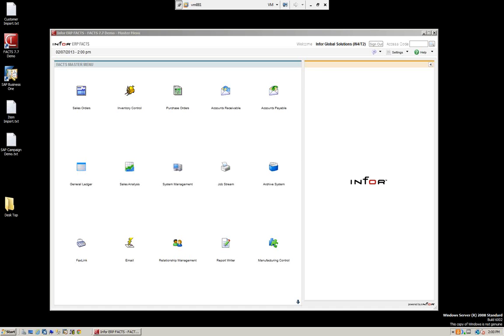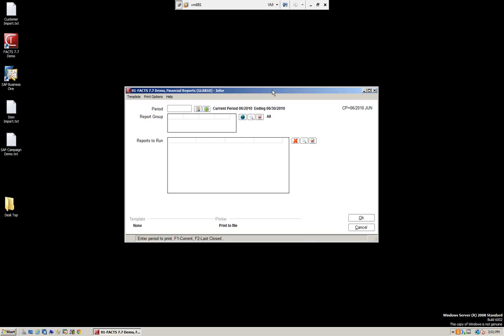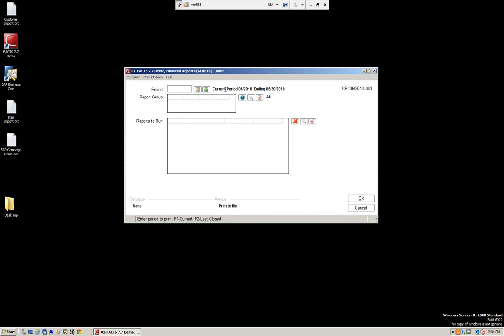So before we begin, let's actually take a look at when we run a financial report and see where the information is coming from. So here, from our FACTS main menu, we're going to go into General Ledger. We're going to go to End of Period, and we have Financial Reports. So here, we can see we're going to choose our current period. For the demo today, our current period is June of 2010.